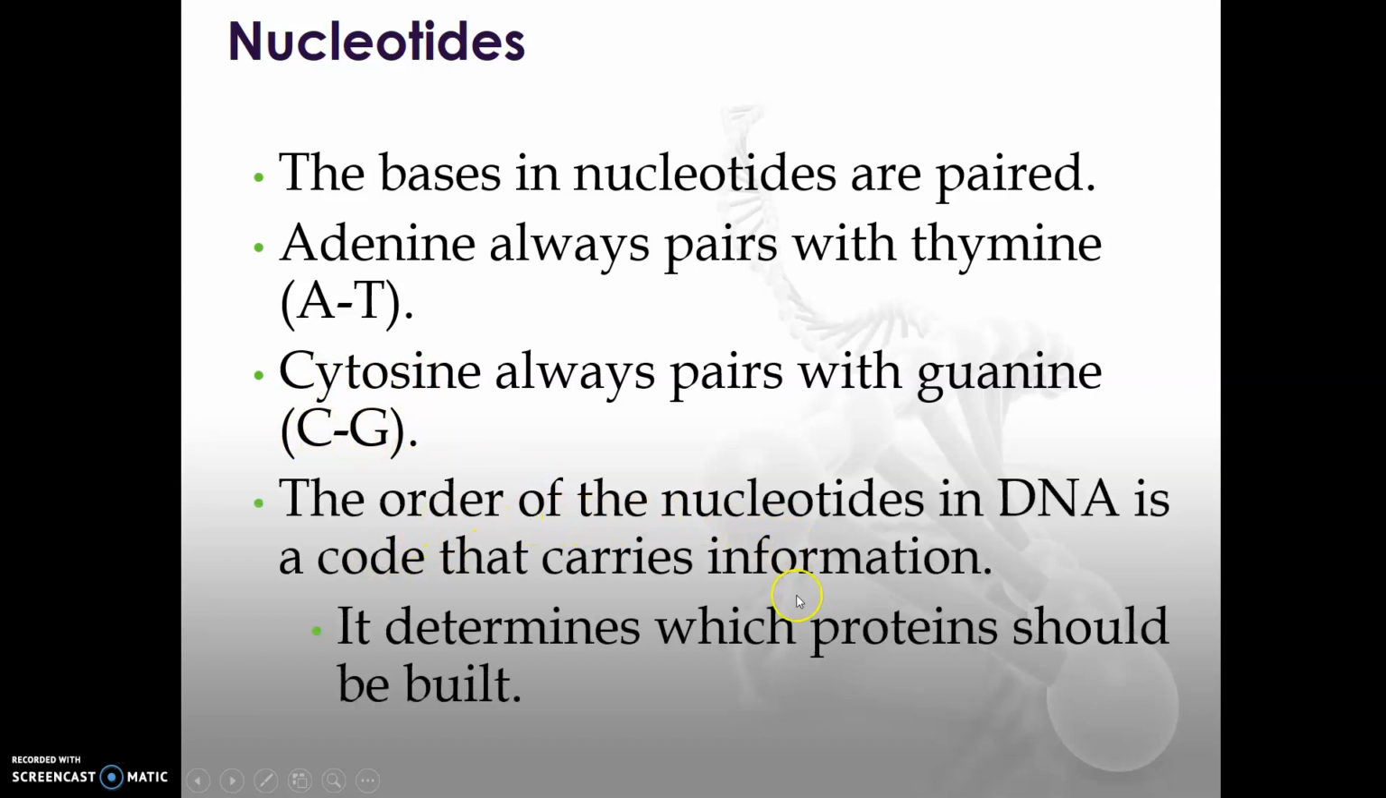The order of the nucleotides in DNA is a code that carries information. It determines which proteins should be built. So let's say you have a string of 4 CG, CG, CG, CG. That tells our cells to make a certain protein, and that certain protein then is shipped out to our body to do a specific job.